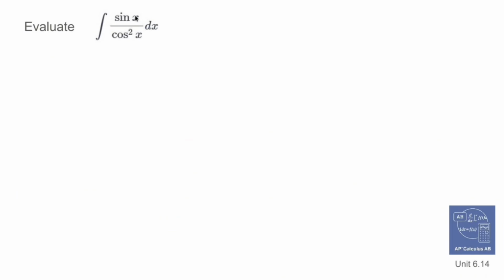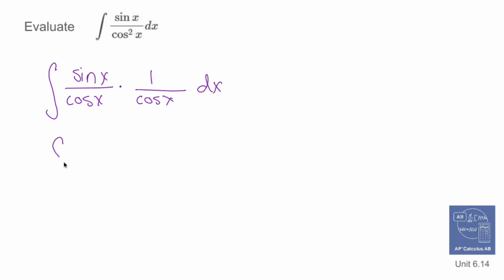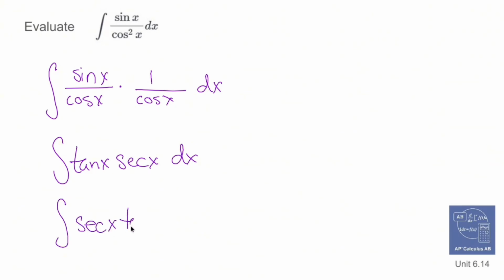Evaluate the integral of sine x over cos squared x. Well, that is just a disgusting problem. I don't like it. Let's rip it apart. Let's have sine x over cos x times 1 over cos x. Same thing, right? Well, I know that sine x over cos x is tangent x, and 1 over cos x is secant x. Now, we could look at this and say, oh, I know what's going to happen, but maybe you would rather look at it like this: secant x tangent x. Same thing, just worded differently.